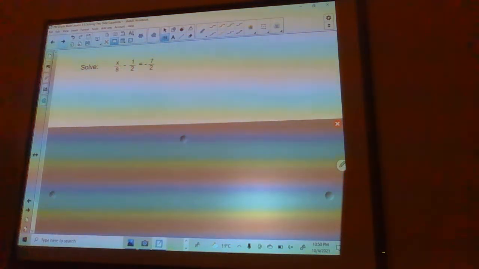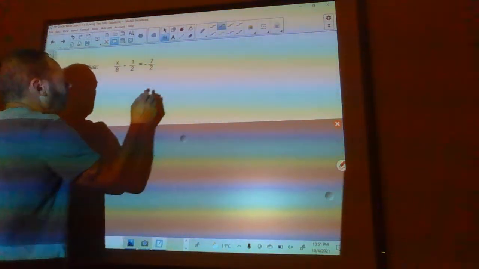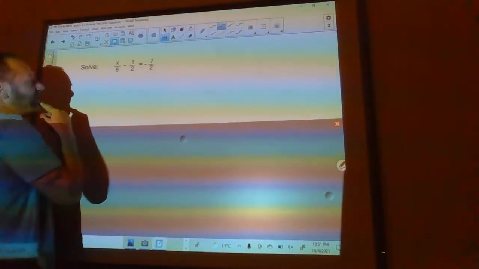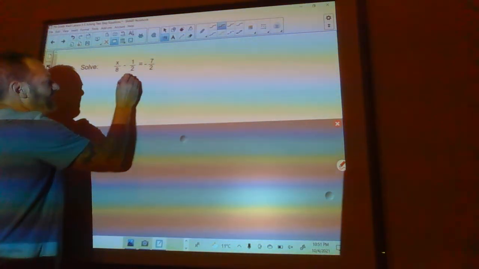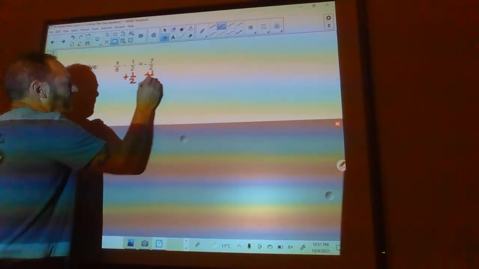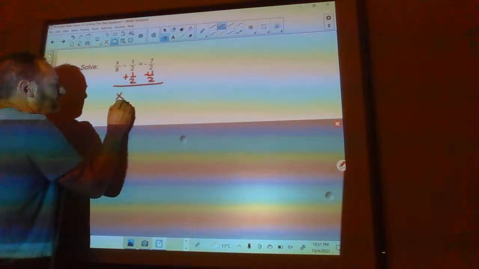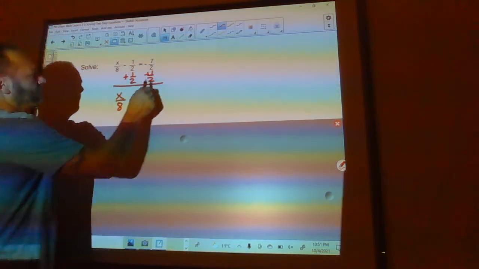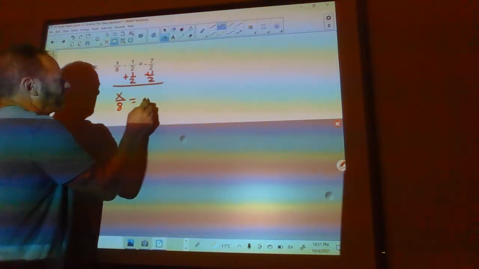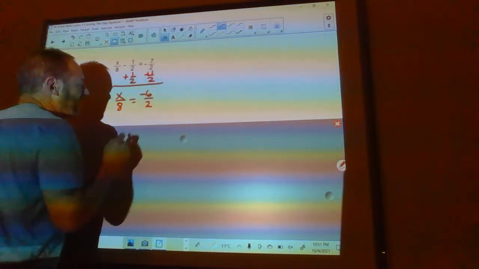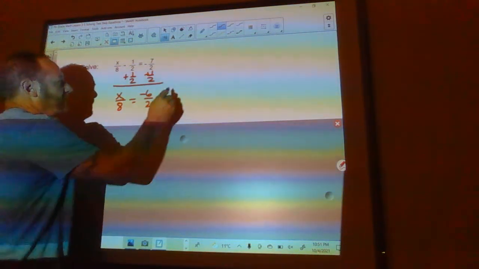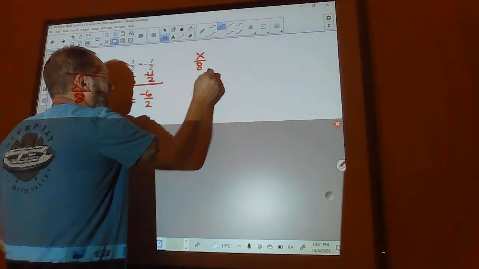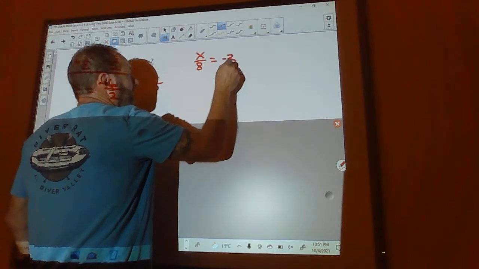Okay, this one looks a little scary because it's got fractions in it. So we're going to treat it just the same way we did before. I've got x over 8 minus 1 half equals negative 7 halves. So I'm going to add 1 half to both sides. And so I'm going to get x over 8 is going to equal negative 7 halves plus 1 half, which is negative 6 halves. Now this I can simplify to be 3. So x over 8 is going to equal negative 3.